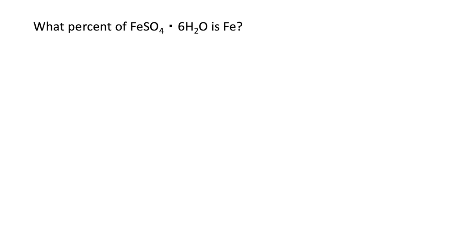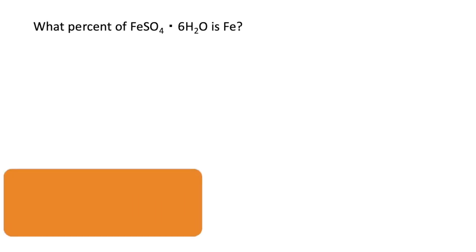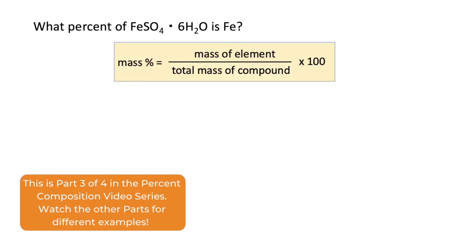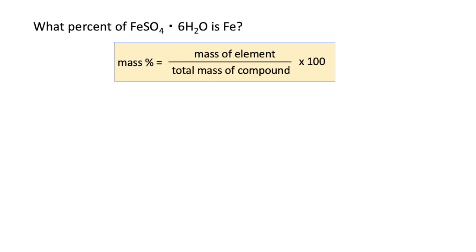In this example, we're going to calculate the percent of an element in a hydrate. We're going to follow the same process we did for the other examples using this equation, which is the mass of the element divided by the total mass of the compound times 100. In this case, since it's a hydrate, we're going to have to calculate the mass of the iron sulfate plus the hydrate and add those together for the total mass.